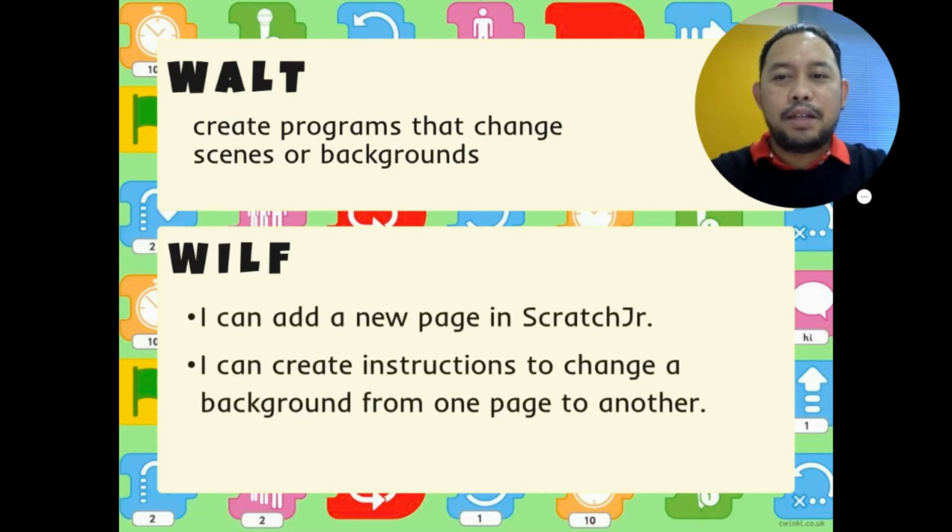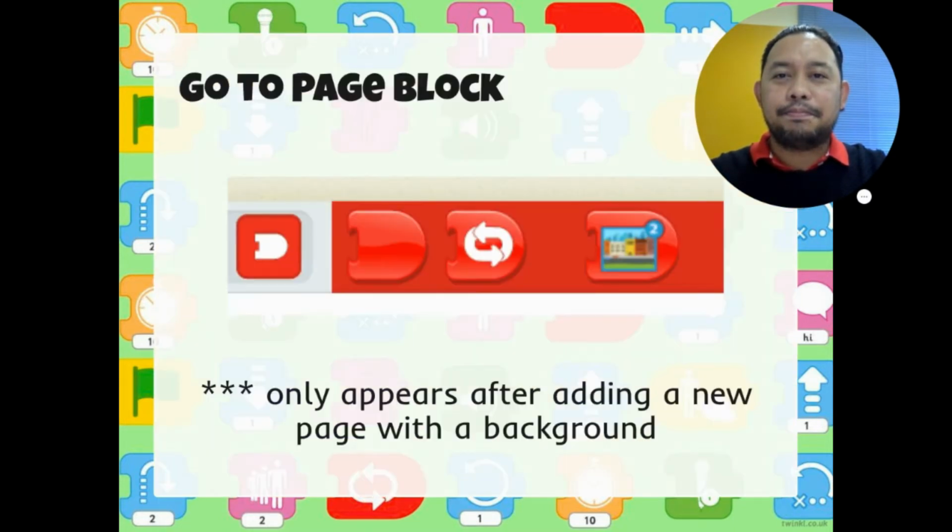What I'm looking for, I can add a new page in ScratchJr. I can create instructions to change a background from one page to another. In ScratchJr, you can find the Go to Page block in the End blocks or the red blocks. This block will only appear after adding a new page with a background.